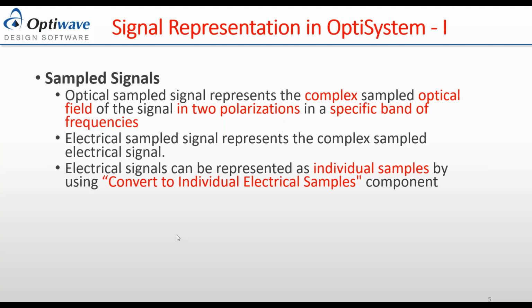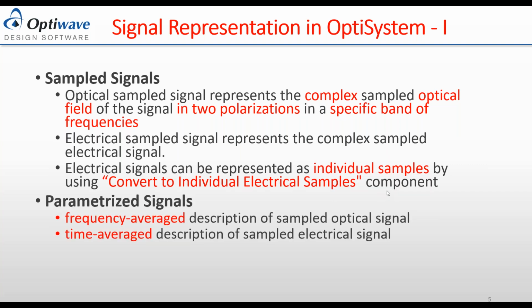Now, in terms of the electrical samples, if you want to use them as individual samples, you have to use a component which is called convert to individual electric samples. You have to place it in front of the component which you use, for example, signal source or signal generator or whatever. You have to put this component after it to be able to convert the signal into individual samples. The second type of signals which is used in OptiSystem is the parameterized signals.